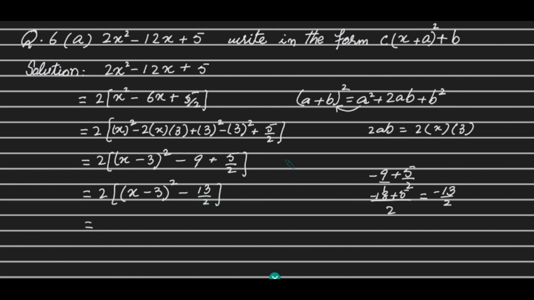Now, because we have to write in the form c into (x plus a) squared plus b, we write 2 (x minus 3) squared and multiply this 2 by minus 13 by 2, we get minus 13. This is the solution.